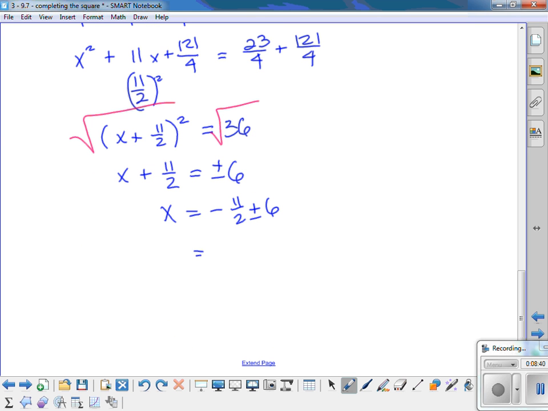How could I write 6 as over 2? If I want to make it a fraction, it would be 12 over 2, right? So I could say negative 11 over 2 plus 12 over 2, or negative 11 over 2 minus 12 over 2. So you actually get x equals 1/2, or negative 23 over 2.